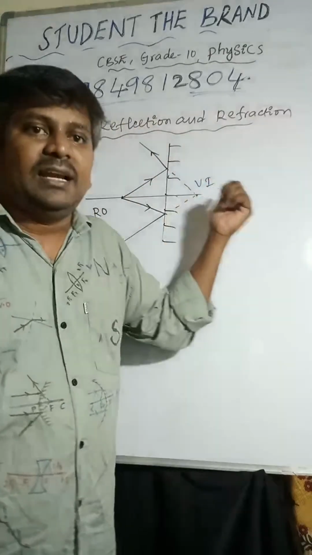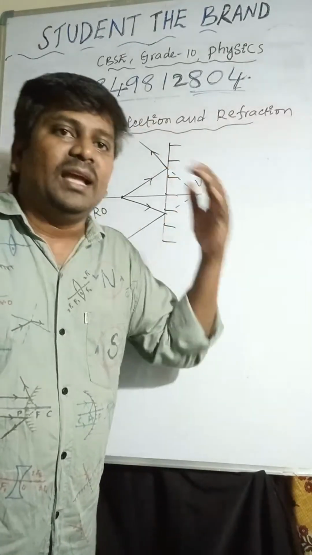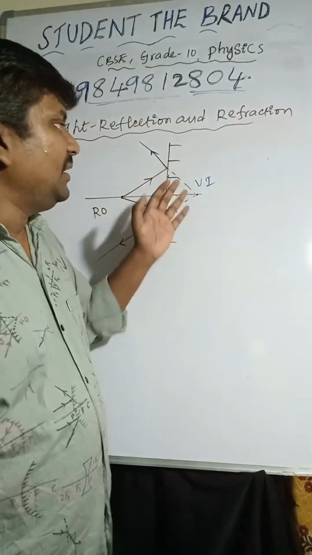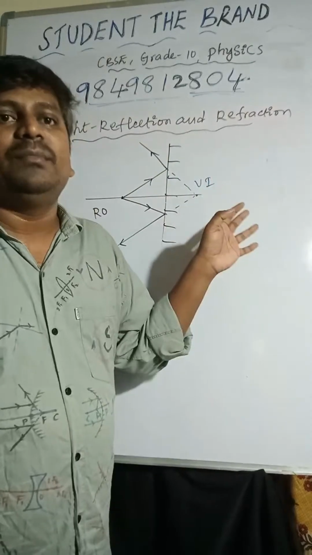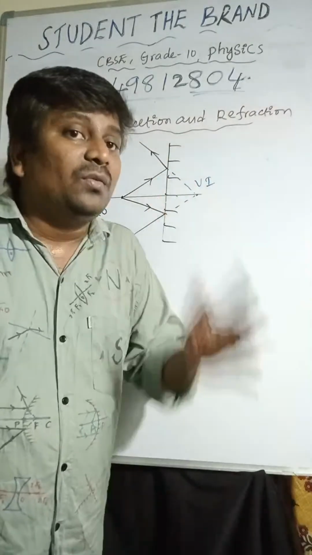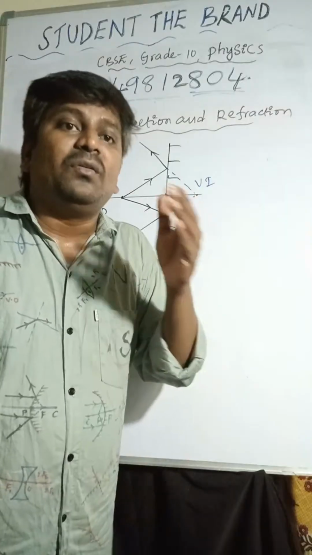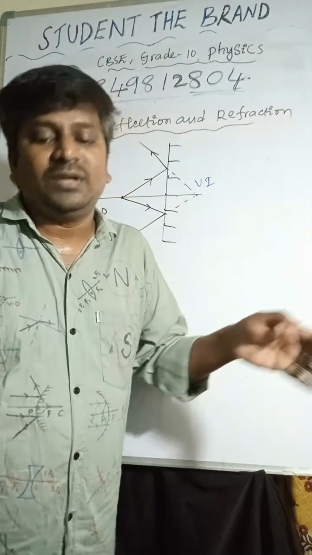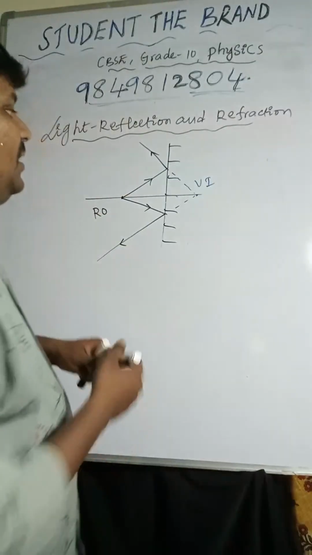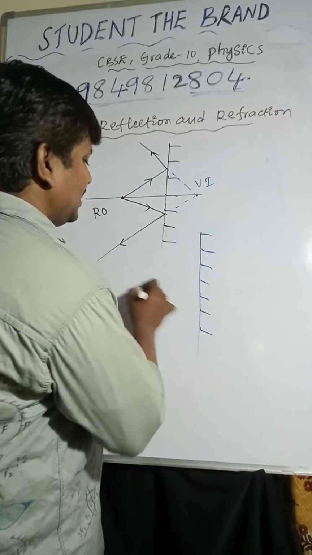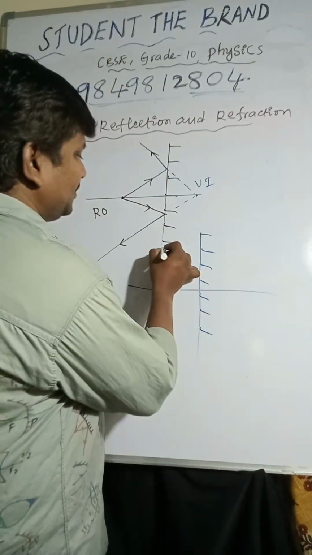Extended reflected light rays are meeting at one point. That image is called a virtual image. I hope it is very clear to all. Here I am considering a plane mirror.